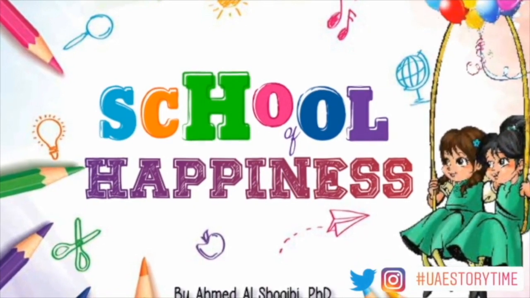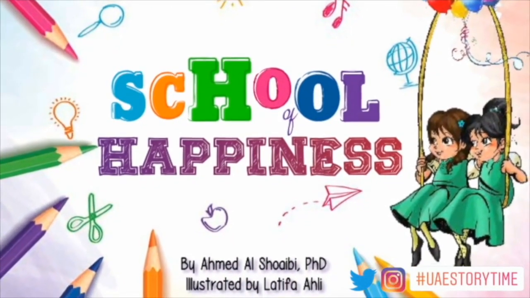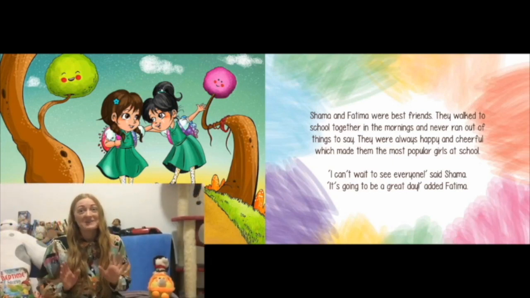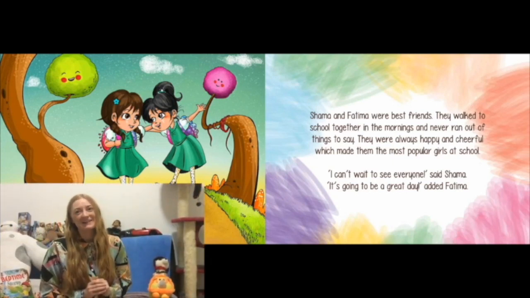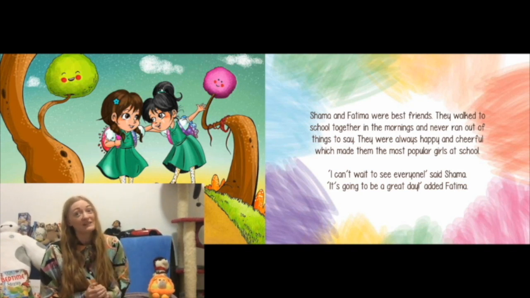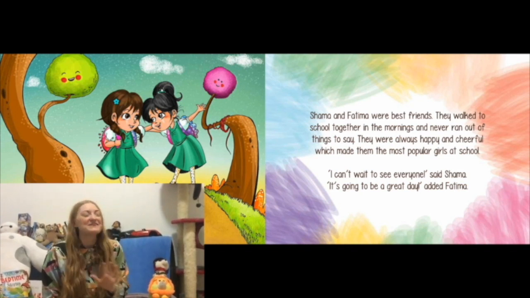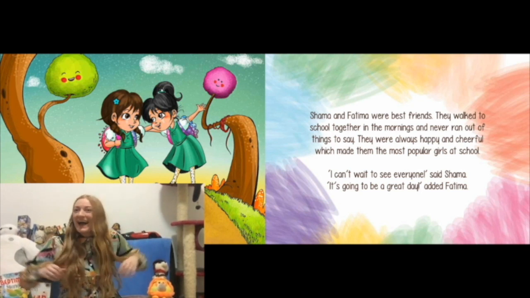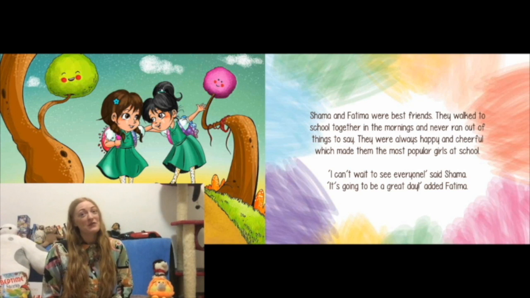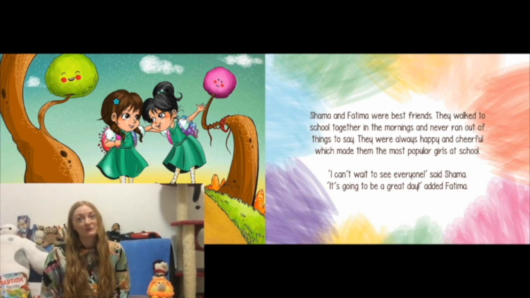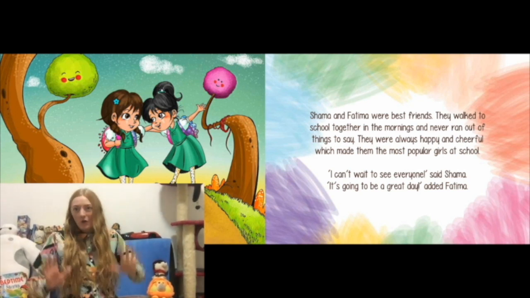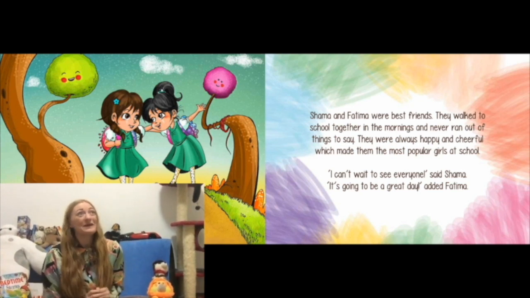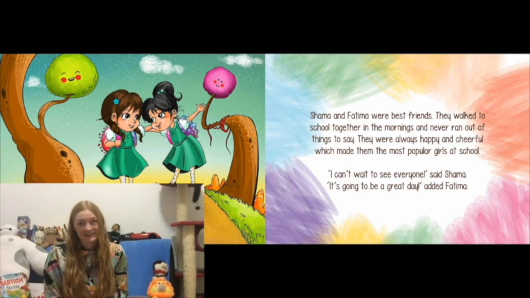The School of Happiness by Ahmed Shuaibi. Sharma and Fatima were best friends. They walked to school together in the mornings and never ran out of things to say. They were always happy and cheerful, which made them the most popular girls in school. "I can't wait to see everyone," said Sharma. "It's going to be a great day," added Fatima.